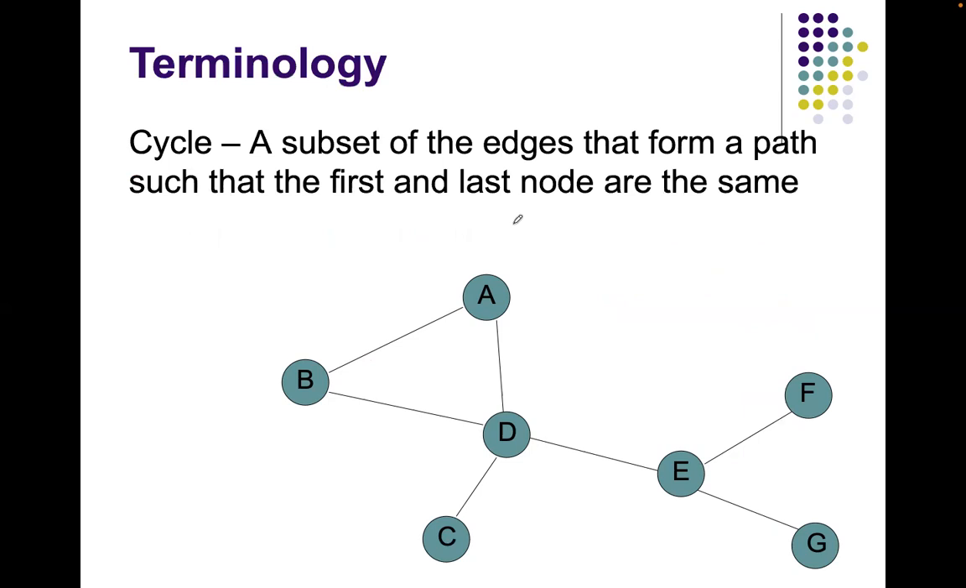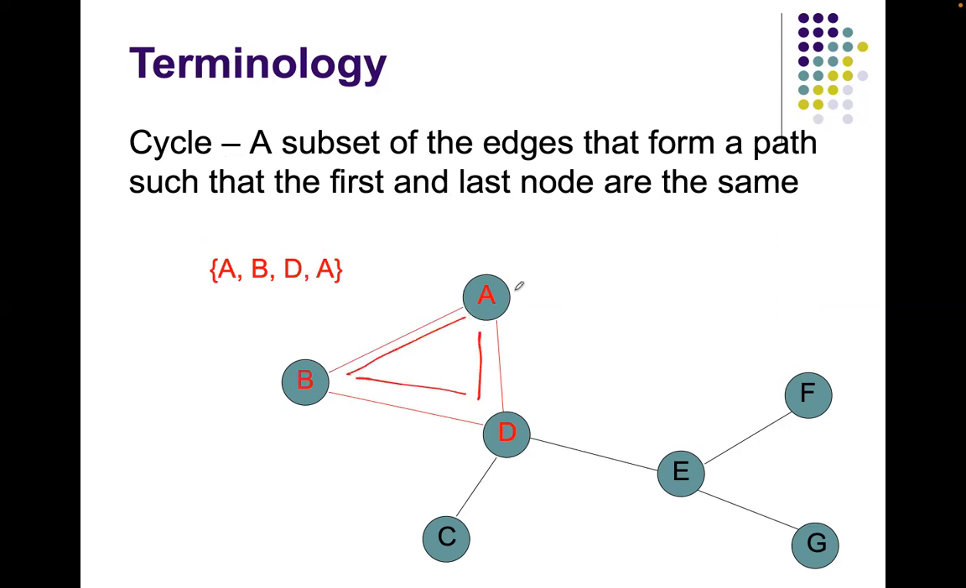Some other terminology we want to talk about is cycle. A graph can have a cycle. If we have a subset of edges that form a path such that the first and last node are the same, that is known as a cycle. For example, here we have a path from A to A. We can go from A to B, B to D, and from D we can follow another path and reach A. This is an example of a cycle.